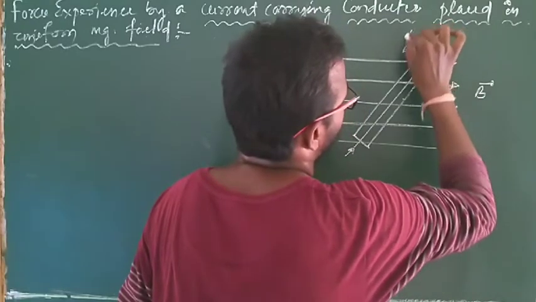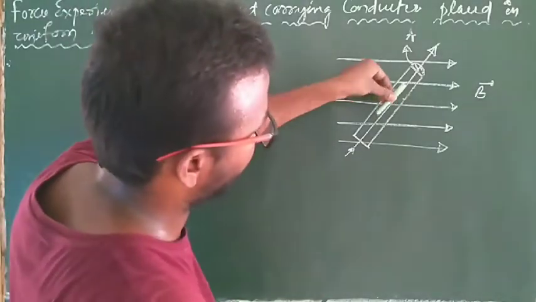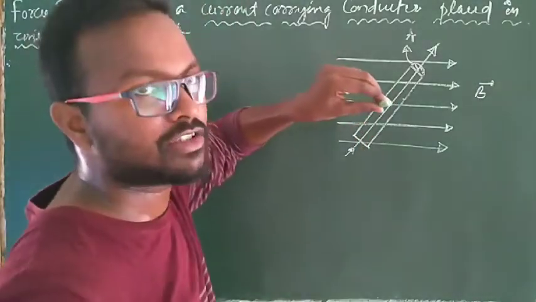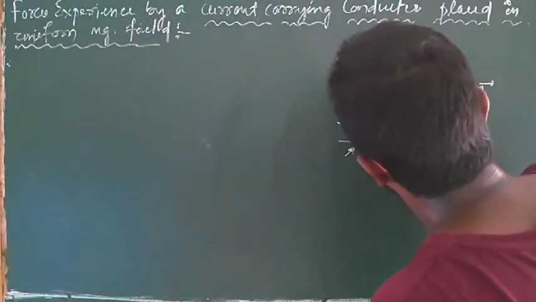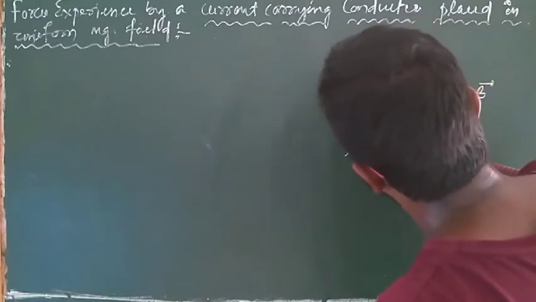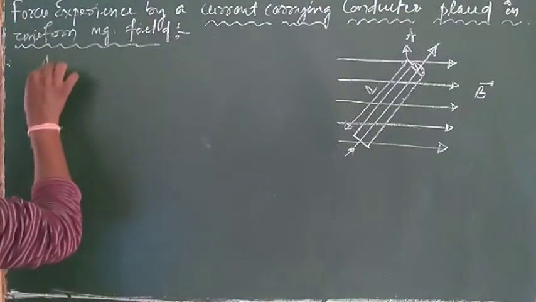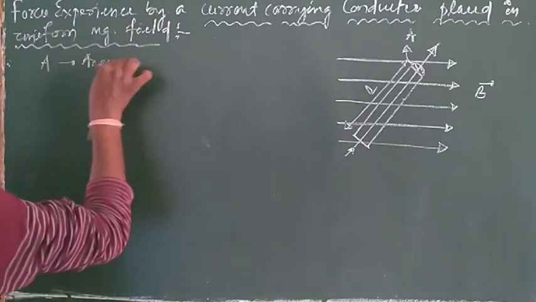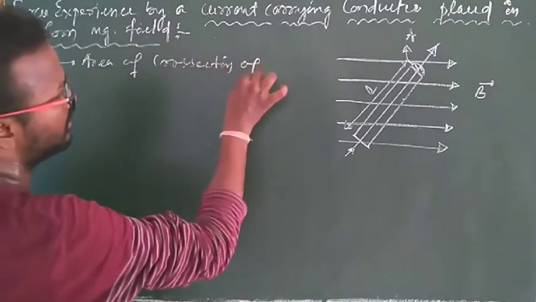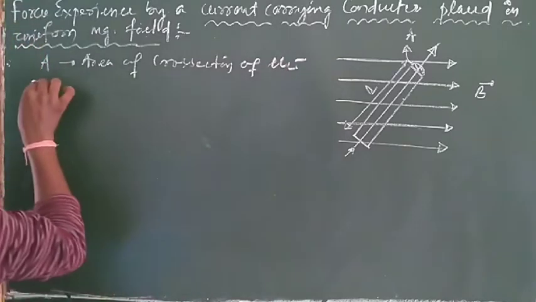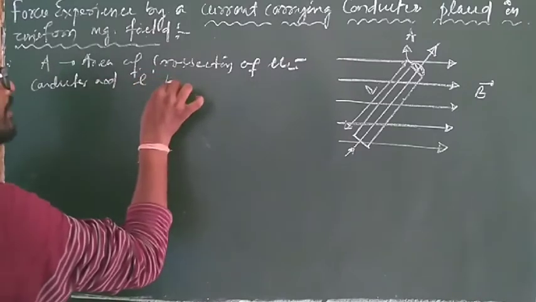Suppose A is the, what is A? A means the area of cross section. For this current carrying conductor, the cross sectional area is known as the area of cross section of the conductor. And suppose the total length of the conductor placed in the uniform magnetic field is L. That means A is the area of cross section of the conductor, and L is its length.